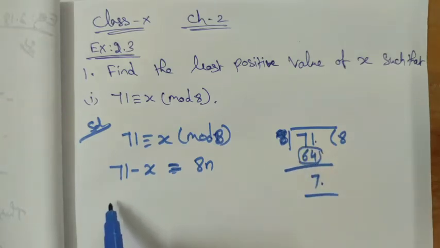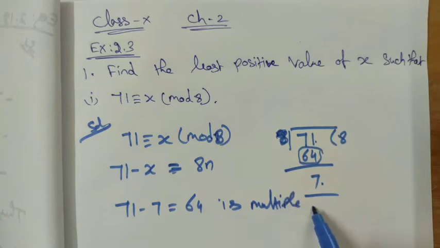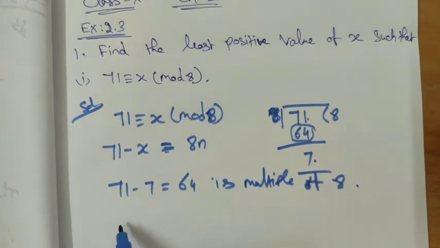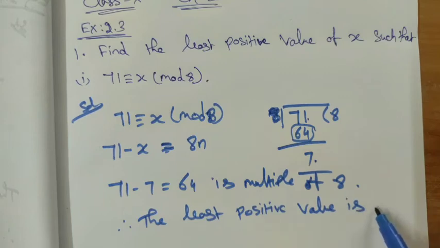So 71 minus 7 is equal to 64, which is a multiple of 8, or divisible by 8. We can use both words. So the least positive value is 7, right? The least positive value is 7.